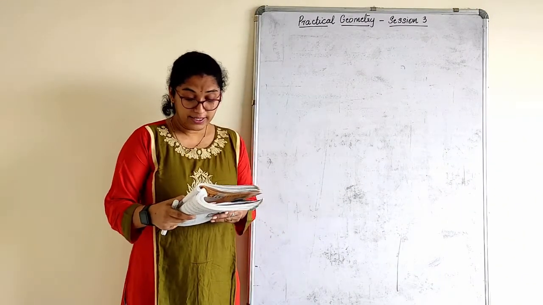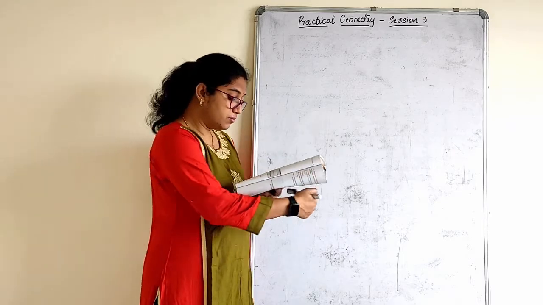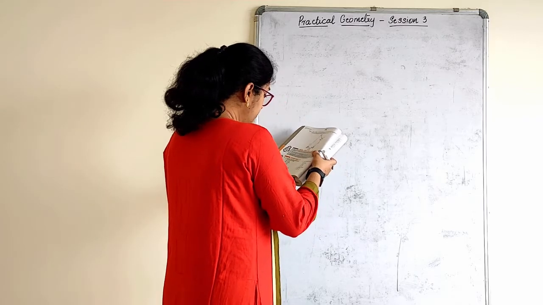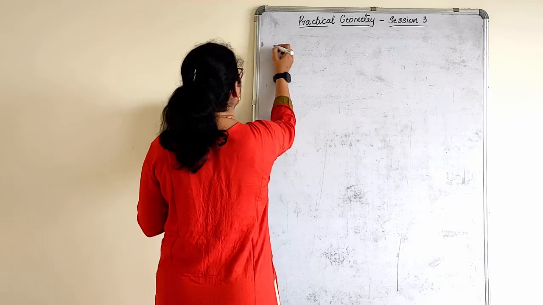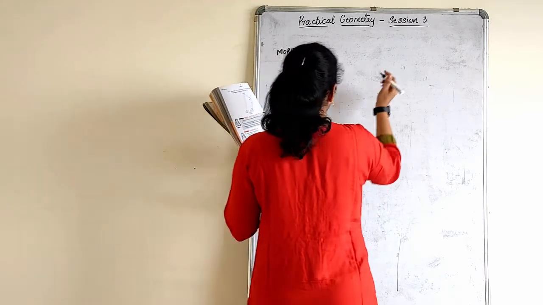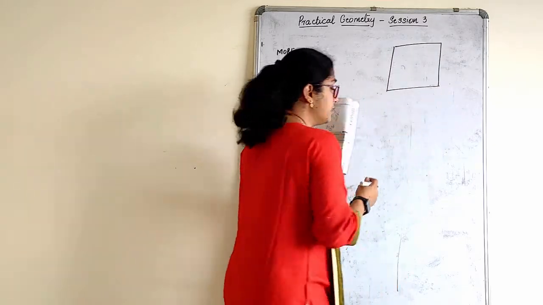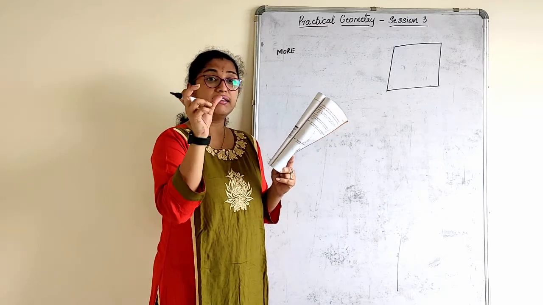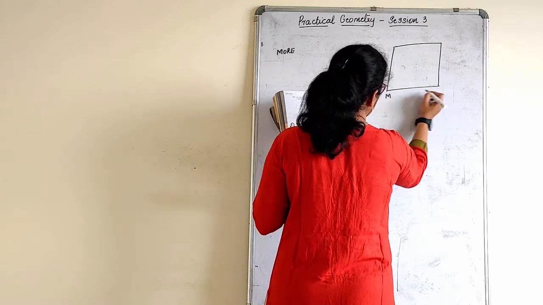Good morning. We will start session 3 on the chapter Practical Geometry. We'll start with the constructions here, the third exercise. Construct a quadrilateral MORE, the first one. Now here angles are given. So always plan your quadrilateral in such a way that the angles should be in the base. Along with the angles, the base also should have some measurement. So plan it accordingly.